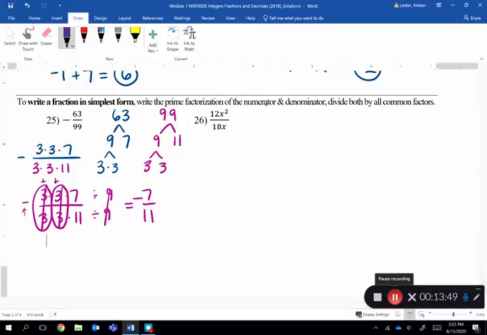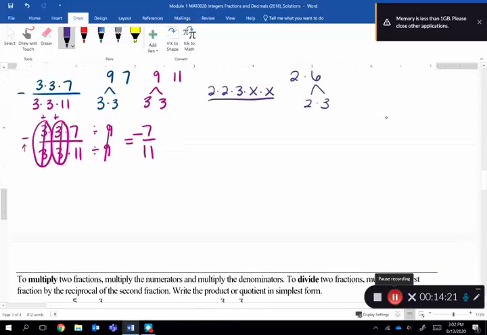So looking at 26, 12x squared over 18x. So 12x squared, we're going to do the same thing where we break it down. Hopefully you remember 2 times 6 gives me 12. 6 breaks down to 2 times 3. Okay, so that means my numerator is 2 times 2 times 3 for the 12. And then I also have an x squared. If you remember the definition of an exponent, it means it times itself, right? So x times x.